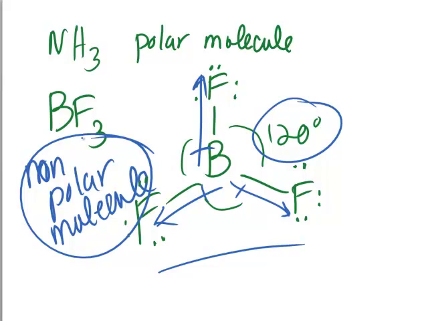So again, you have to consider whether or not the molecule has polar bonds. If it doesn't, it's automatically a nonpolar molecule. If it does have a polar bond, you have to ensure that the geometry does not cause those polar bonds, those dipole moments, to cancel out, yielding a nonpolar molecule. If they don't cancel, it is a polar molecule.